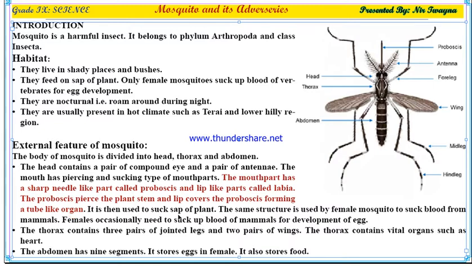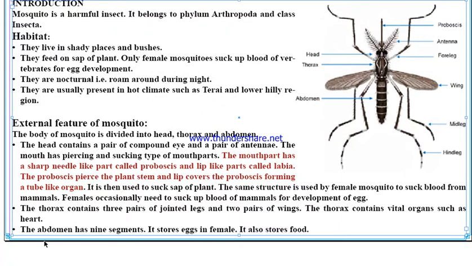It is then used to suck sap of plant. Originally it was used to pierce the plant stem and suck up sap of plant. But the same structure is used by female mosquitoes to suck up blood from mammals. Females occasionally need to suck up blood of mammals for development of eggs. Mosquitoes are generally innocent, let me say that.